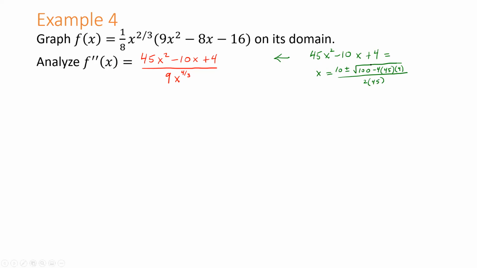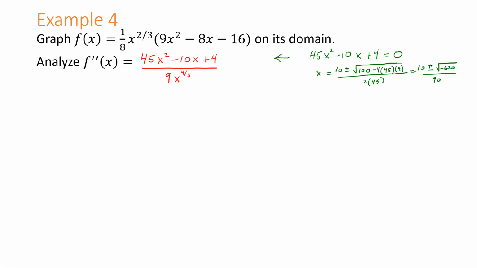And I can kind of tell just by looking at it, 100 minus, let's see, 4 times 45 times 4 will give me negative 620. So this is actually a complex number. So there's no real solution here.